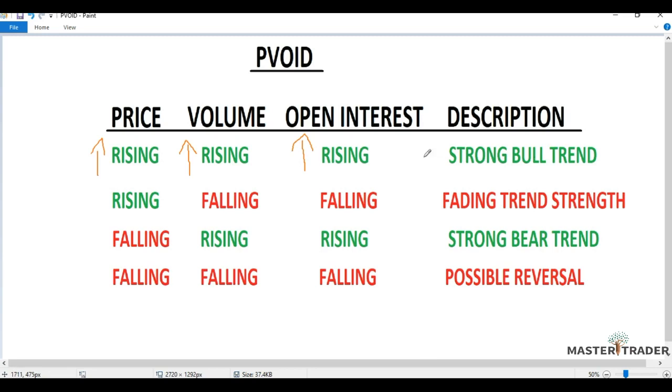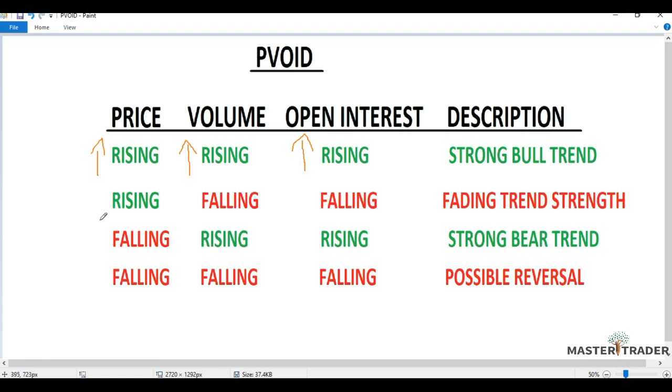The trend in that particular contract, be it the stock or the index, is highly bullish. So for today, if a stock goes up with good volumes and high open interest, that says the trend may continue for the next few days. So we can look to make a buying decision on that particular contract. Now let's go to the next one.